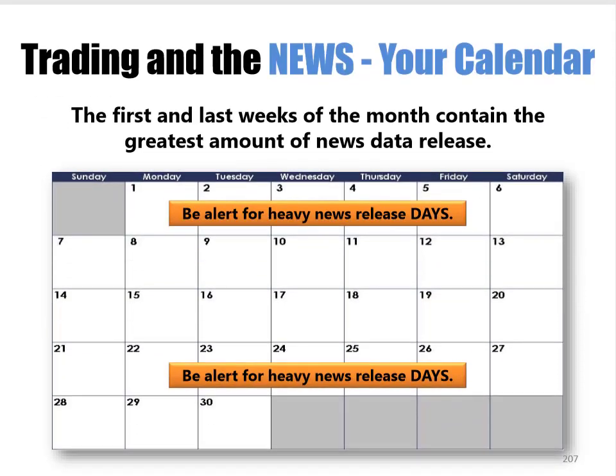The first and last weeks of the month contain the greatest amount of news data releases. What you want to do is scroll down on your Forex Factory, highlight all of the key news announcements, and perhaps just take a note or have Forex Factory page open throughout the times you are trading. I would definitely look at it first thing in the morning and last thing in the evening. The reason I would look at it last thing in the evening is if you're like me here in the UK, you'll see that there's Aussie or Kiwi news out sometimes at 2 a.m. or 2:30 a.m.